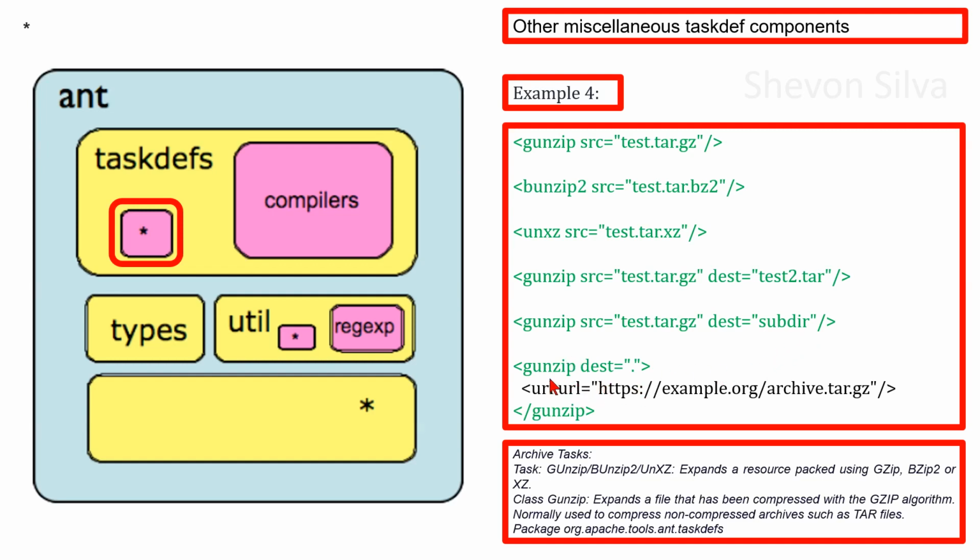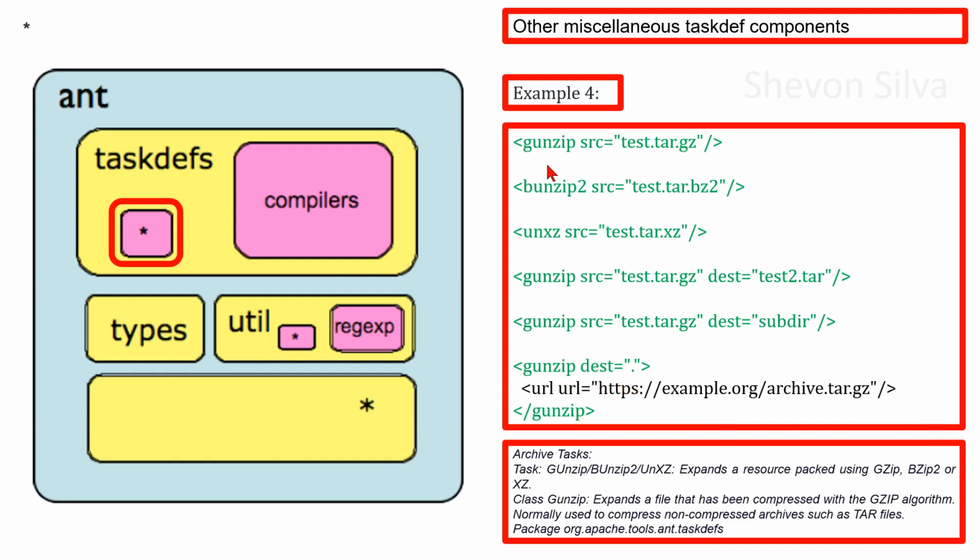Here download https://example.org/archive.tar.gz and expand it to archive.tar in the project base dir on the fly.